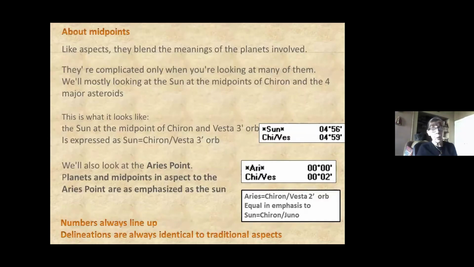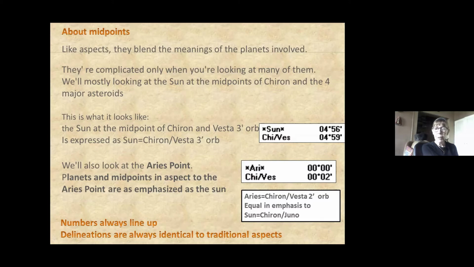Now let's take 1 minute and talk about midpoints, which are exactly like any other aspect in that they blend the meaning of planets. Midpoints are only complicated when you're looking at a lot of them. And I agree, when you're looking at a lot of them, they're dizzying. But today we're only going to be looking at the Sun. This is what the Sun on Chiron Vesta looks like. And we see here that this person has the Sun 3 minutes from the Chiron Vesta midpoint.